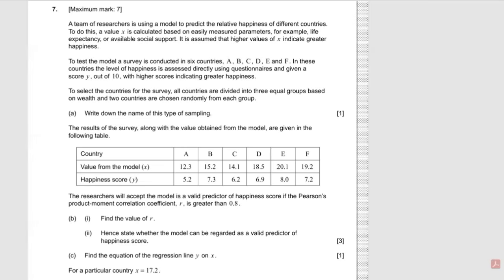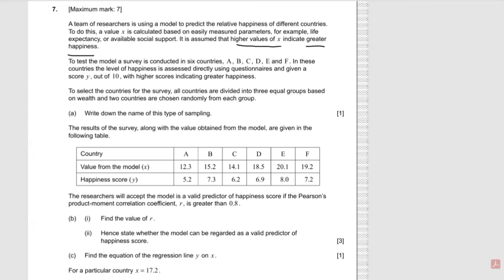Question 7, it's a 7-mark question. A team of researchers is using a model to predict the relative happiness of different countries. To do this, a value of X is calculated based on easily measured parameters, for example, life expectancy or available social support. It is assumed that higher values of X indicate greater happiness. So higher values of X mean greater happiness.